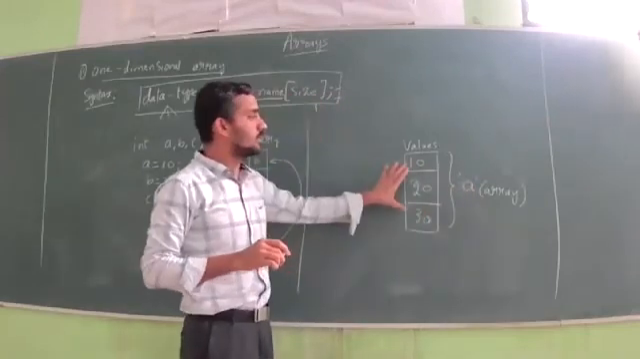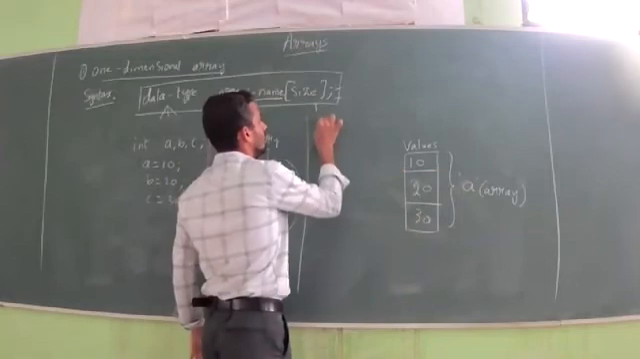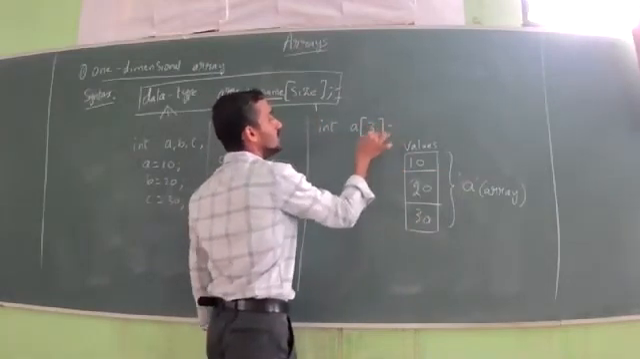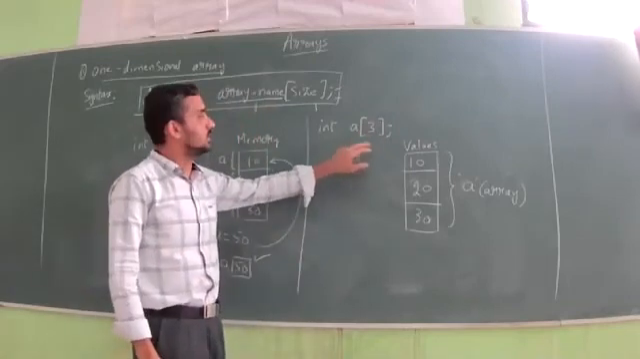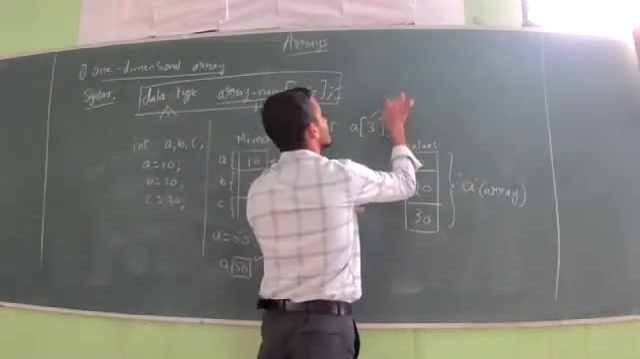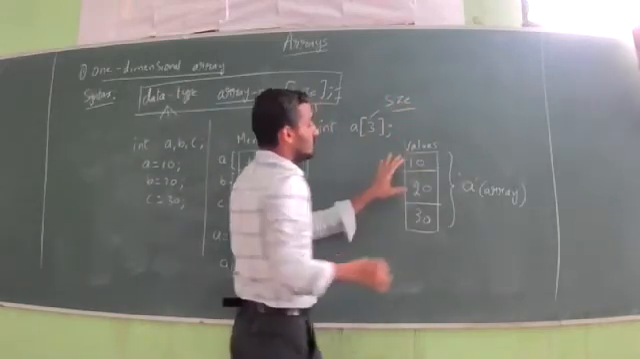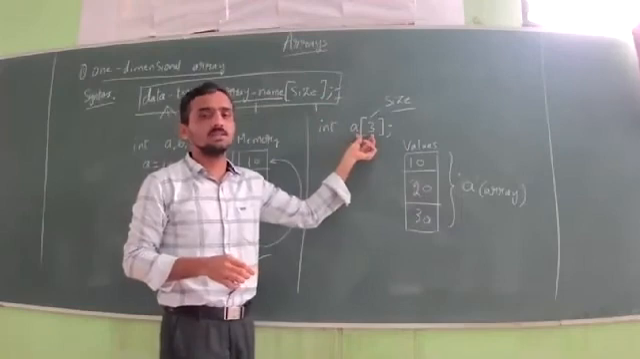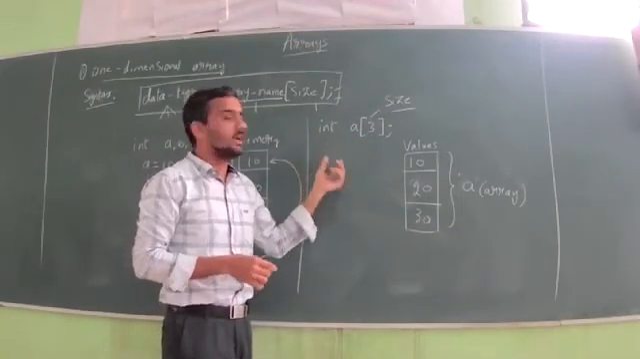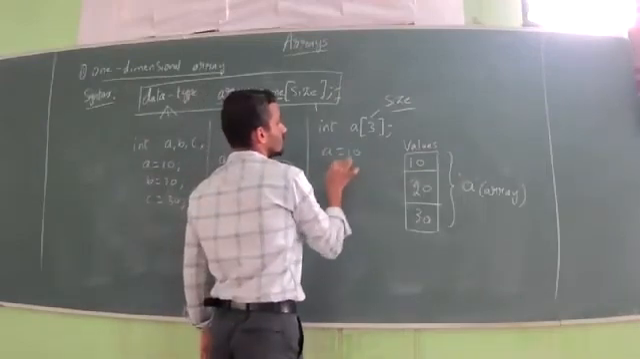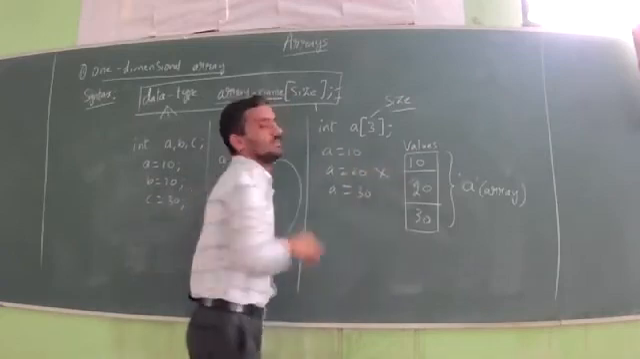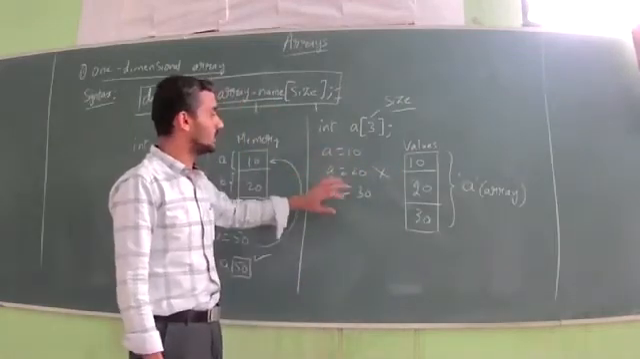For this, the declaration we have to write is int A of 3. While reading you say "of": A of 3. Don't say A bracket 3, say A of 3. So this indicates the size. I am showing three values, so I have given the size, and I will tell you how to store the values. If I simply say A equals 10, A equals 20, A equals 30, it will not store.